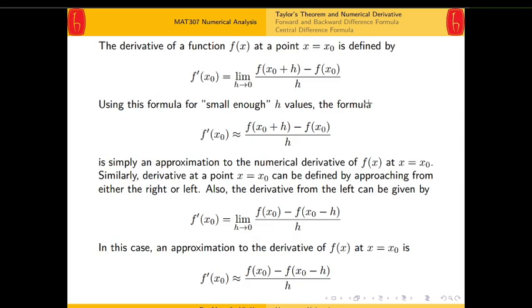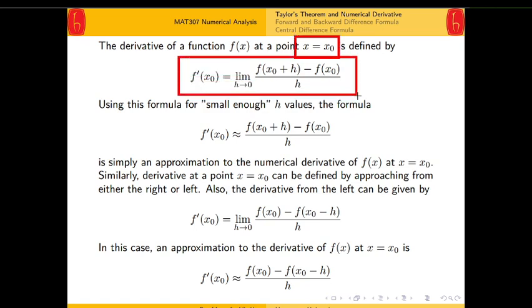The derivative of a function f(x) at a point x equals x naught is defined by this limit. If this limit exists, we say the derivative of function f at x naught exists, and the value of the limit will be the value of the derivative. So if we use this formula for small enough h values, it will give us an approximation to the numerical derivative of f(x) at x equals x naught. This is an observation we can make immediately.